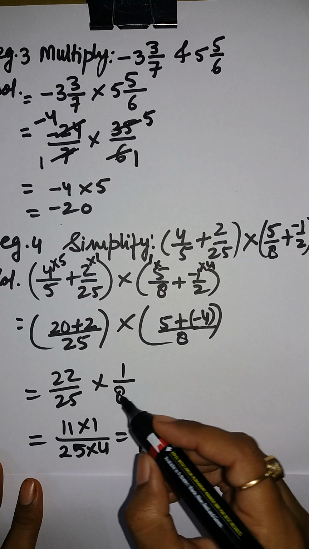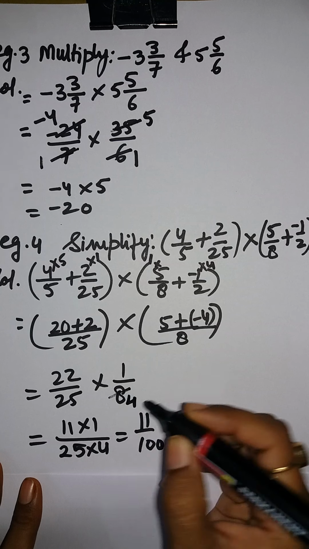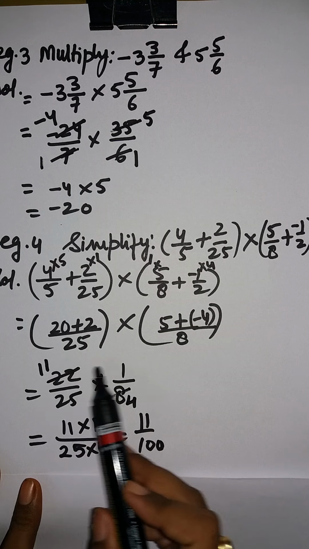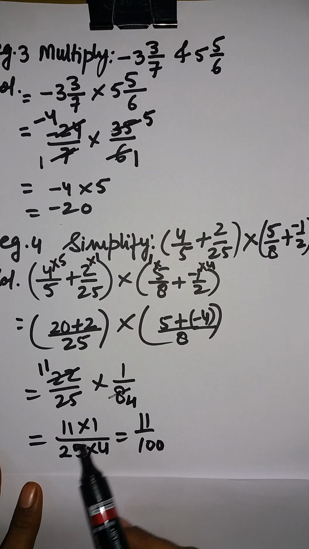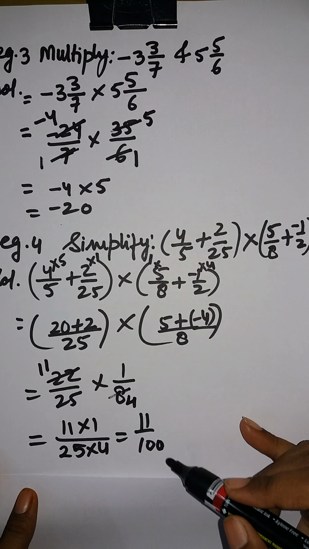we can see that 8 and 22 have a common factor 2. 2 4 times is 8 and 2 11 times is 22. So the remaining numbers in the numerator and denominator we write in their places and multiply. The final result is 11 by 100.